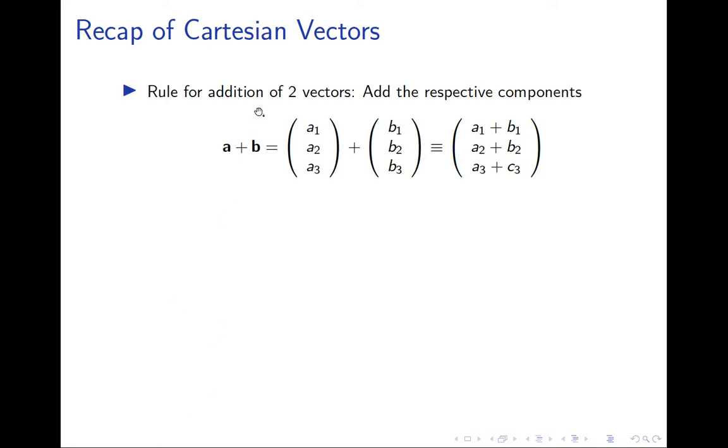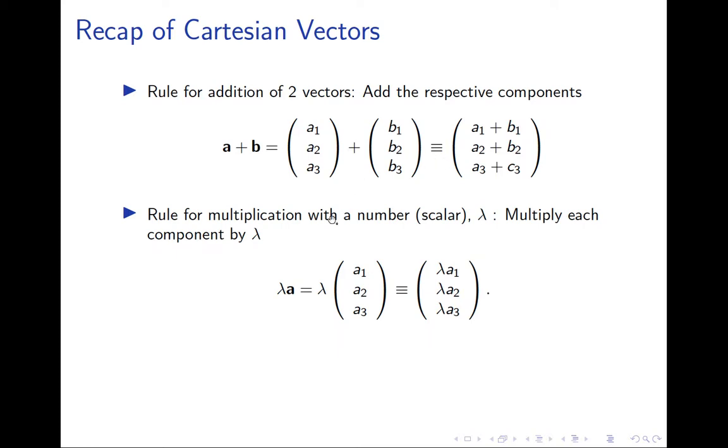We also introduced the rule for addition of two vectors. This is very simply done when you write down the vector in components, in triplets, and the vector sum is defined to be a new vector whose components are just the algebraic sum of the respective components. So a plus b is the new vector whose x component is the sum of the x components of a and b, the y component is the sum of the y components of a and b, and so for the third component as well.